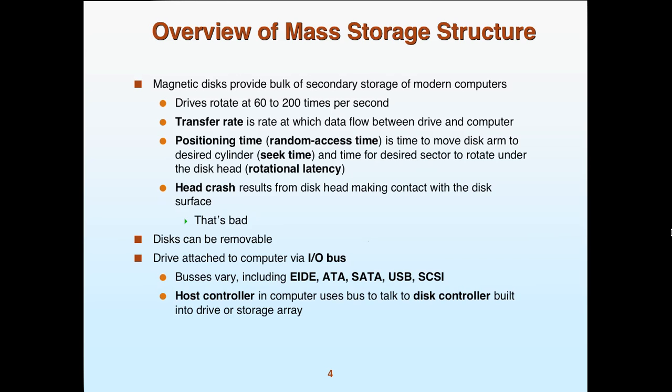Disks can be removable, or they can be fixed in the system. Drives might be attached via an I/O port or an I/O bus. So we refer to different types of buses. Buses vary. They include EIDE, Extended IDE, ATA, which is probably the more popular, SATA, even more popular today, USB, kind of slow but popular, SCSI, faster, better, more popular than USB in terms of a hard drive. We have a host controller in the computer, which uses a bus to talk to the disk controller, built into the drive for any type of storage array that might exist.